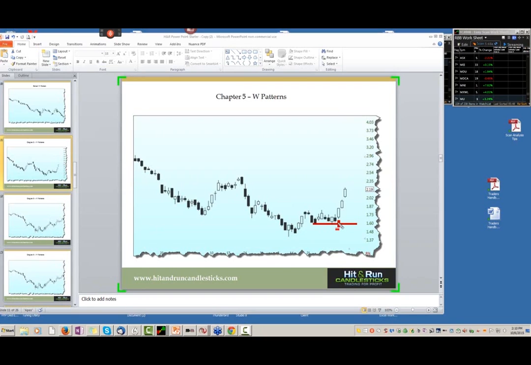Now, can this still actually end up being a bullish W pattern? It could be, but that wasn't my plan. You can't change plans too much in the middle of a trade. If you do, you're just kind of justifying your mistakes, so you don't want to do that. So that's a nice bullish pattern, nice bullish W pattern.